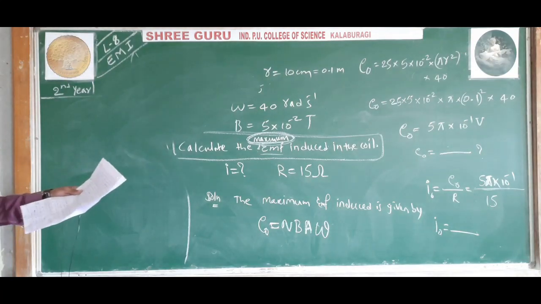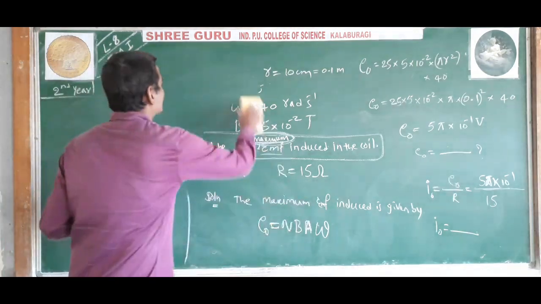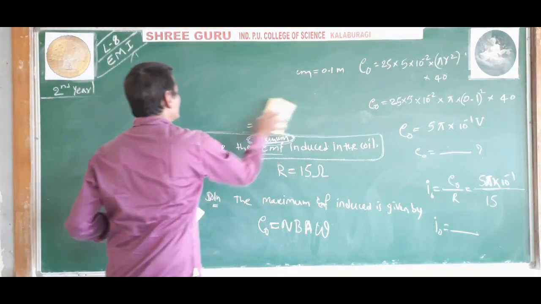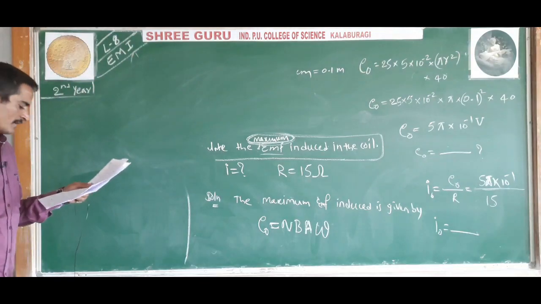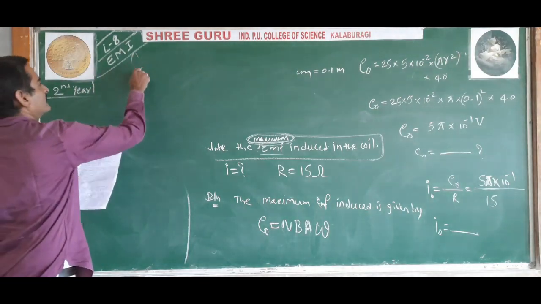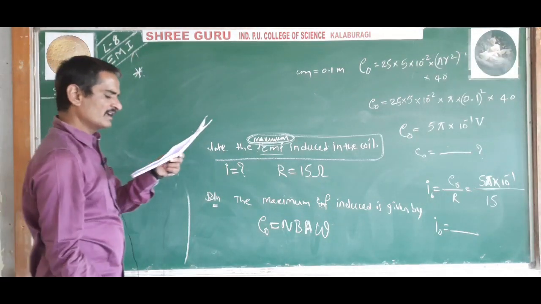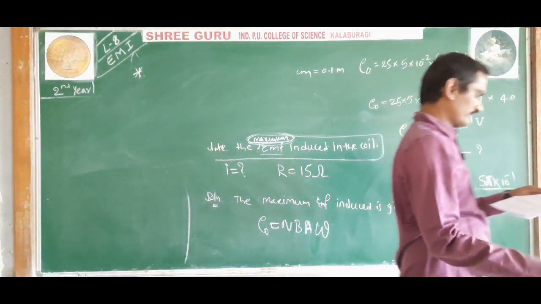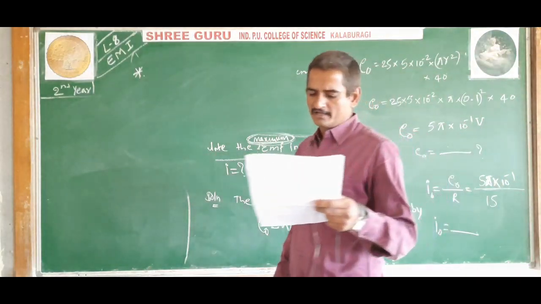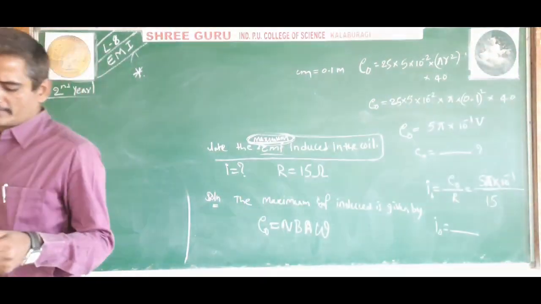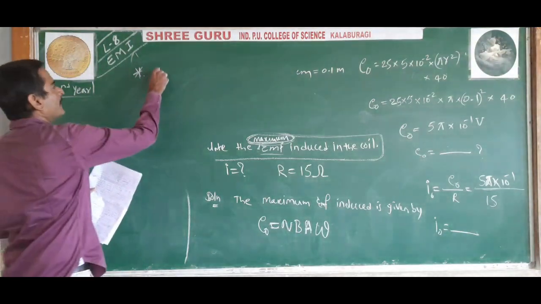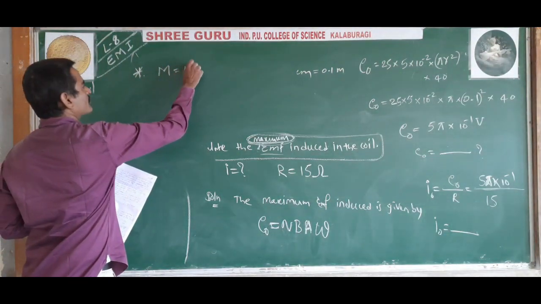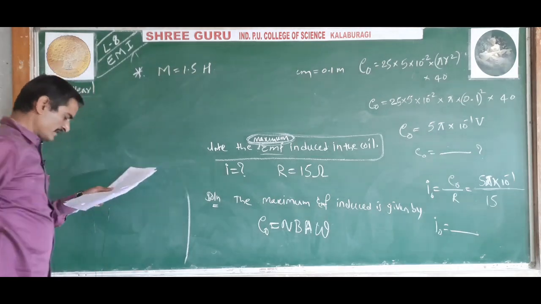Next question. A pair of adjacent coils has a mutual inductance of 1.5 Henry.